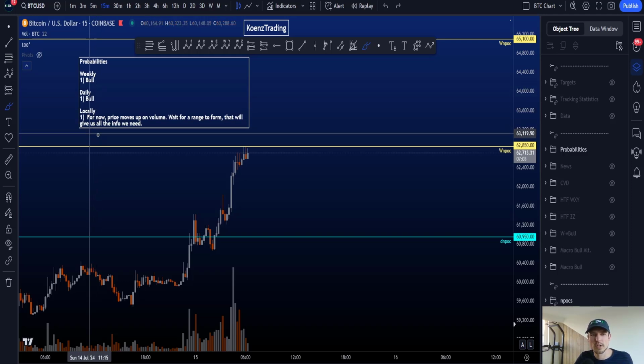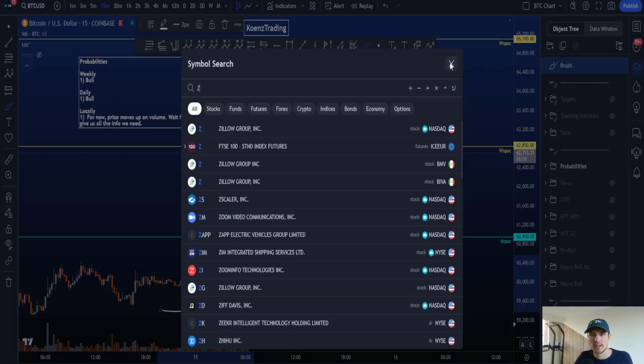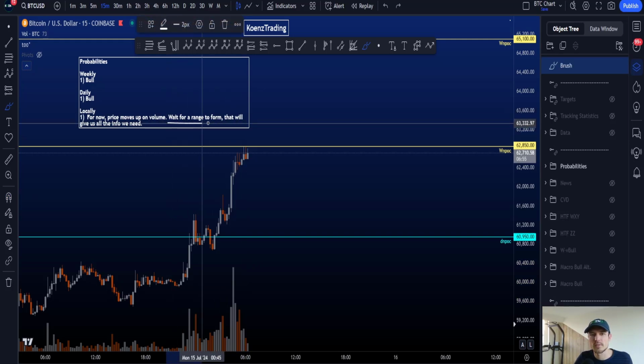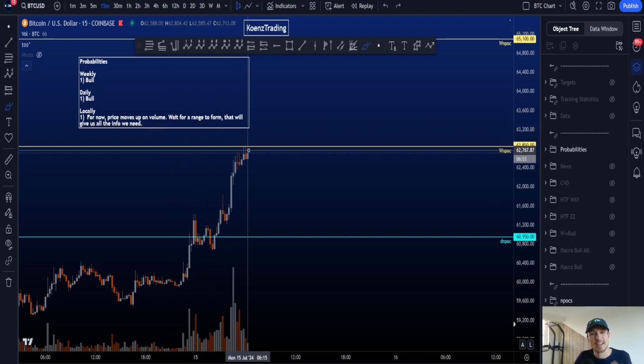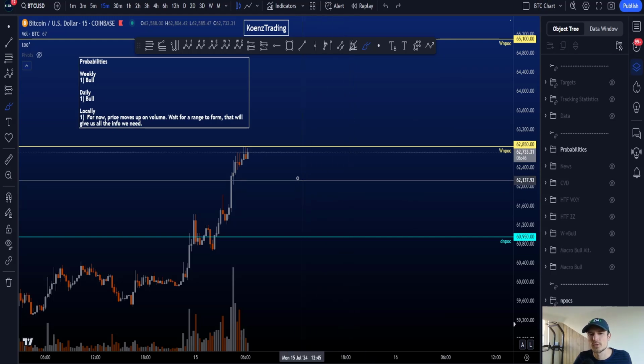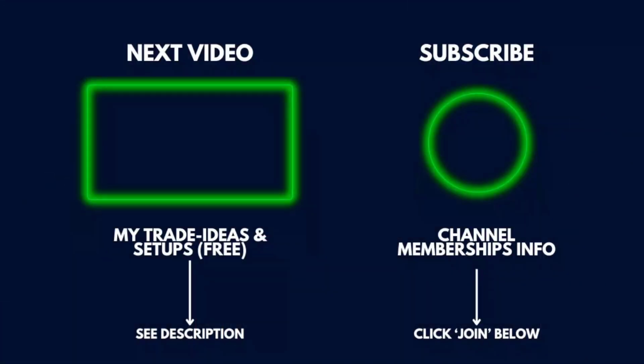And more locally, price at the moment is moving up on increasing volume, and therefore from an Elliott wave point of view the best thing to do is to wait for a range to form, because that will give us all the information that we need. And currently here we are at the weekly naked point of control, so let's see what price is going to do in this area.